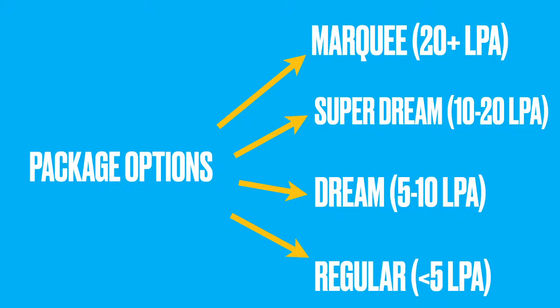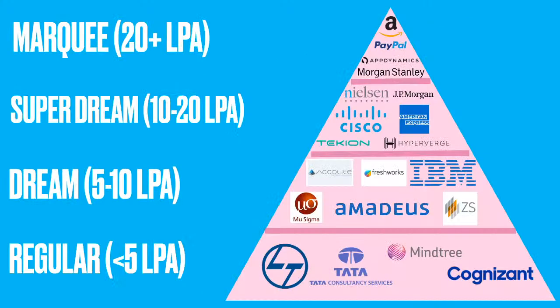So continuing the placement process here, let's look at the package options usually available, which are common to almost every college, but in particular right now we are seeing SSN and VIT. So we have Marquee, which is 20 plus LPA, Super Dream, which is 10 to 20 LPA, Dream, which is 5 to 10 LPA, and regular, which is less than 5 LPA. Once you get placed in any of these bands, you won't be able to sit for any other companies higher than that band.